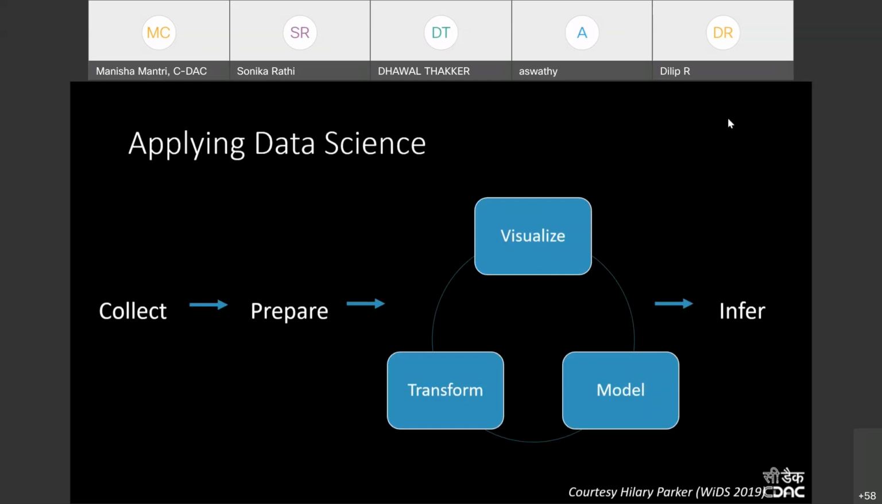So what is it all about, applying data science? If we see the slide courtesy of Hilary Parker from WITS 2019, data science is an interdisciplinary field that extracts knowledge and insights from many structured and unstructured data. And we use multiple scientific methods. So we collect data, we prepare the data, and we do multifold processing of the data by applying various models, transforming the data, visualizing it, and then we use multiple methods and models of data science techniques like data mining, machine learning, big data, and then we try to infer some information from it.